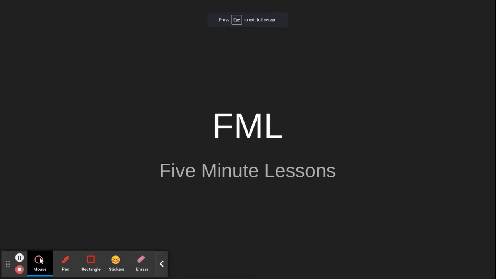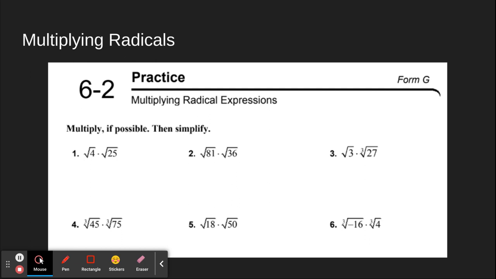All right, 5-minute lessons, multiplying radicals. Okay, like the last one, these get a little bit tougher as we go. Carlin, pick one. We're going to start with number 3.